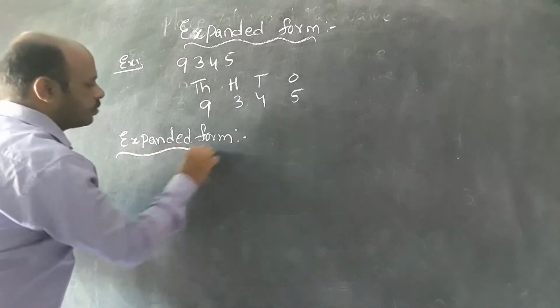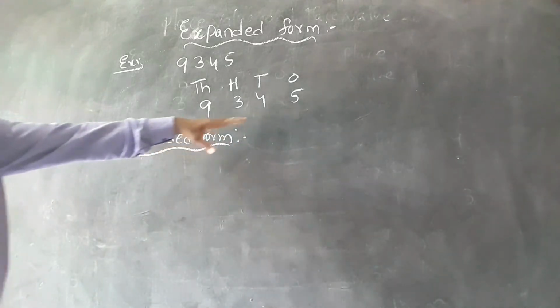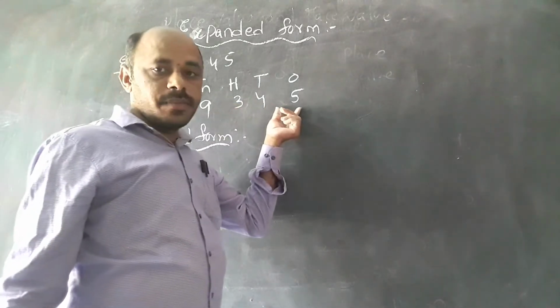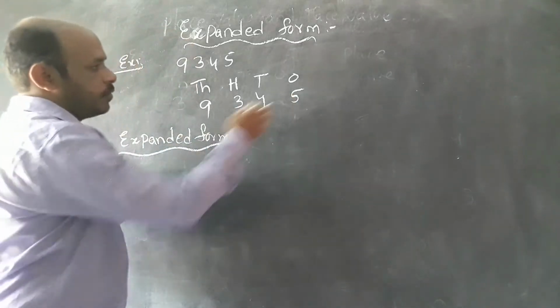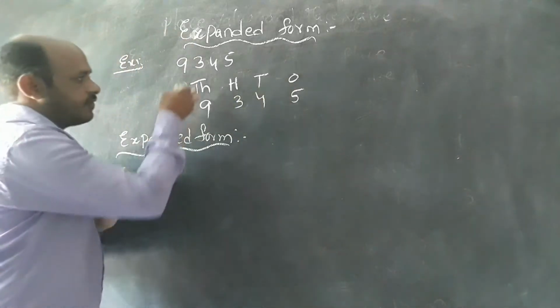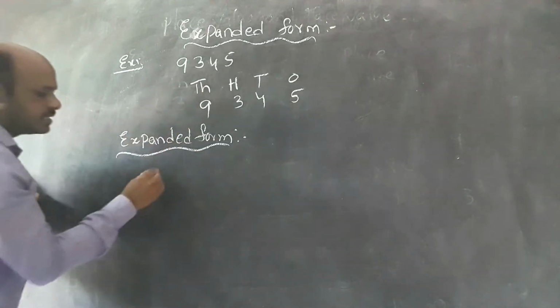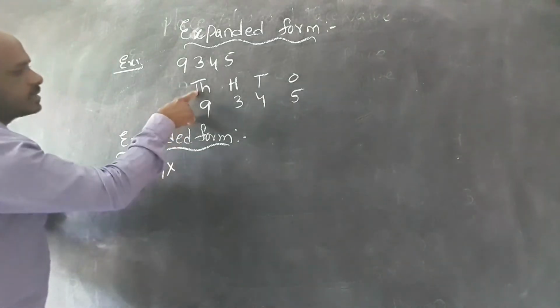Expanded form. How to write expanded form, meaning what? According to the place values we will write. First, whenever writing expanded form, don't write the ones place. Starting from this place you have to write. Then which digit is there? 9. 9 is in which place? 10,000 place.